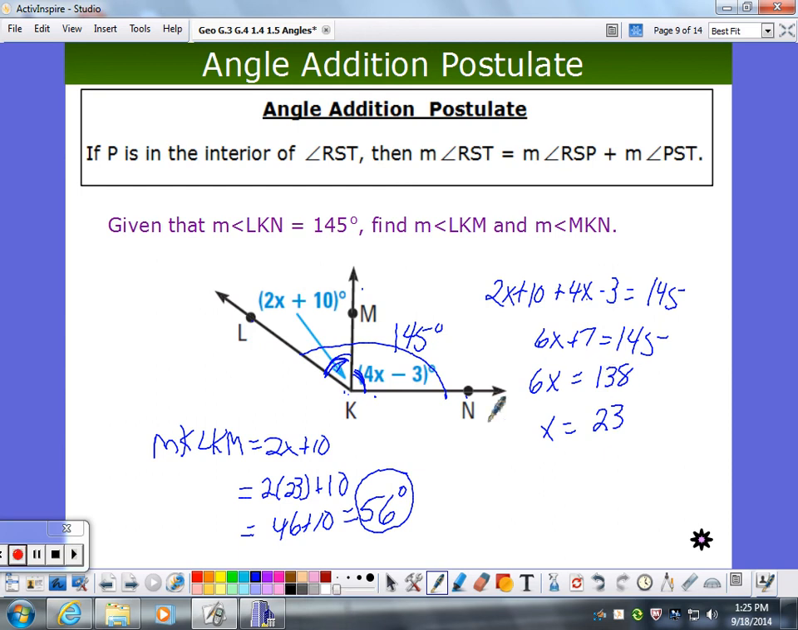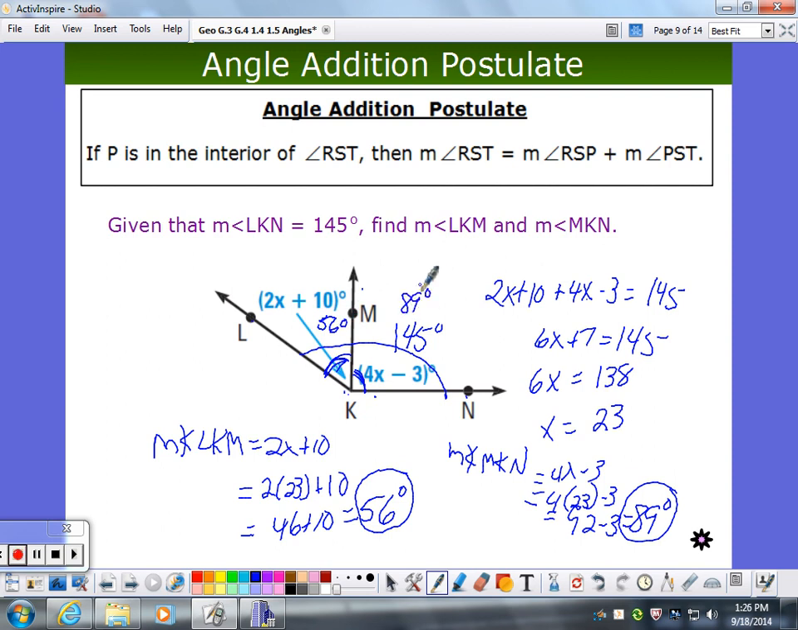The other one is the measure of angle MKN, which equals 4x minus 3. We believe that the x is 23, which is 92 minus 3, which is 89 degrees, right? I got the answer here. So we think this one's 56, and we think that one's 89.